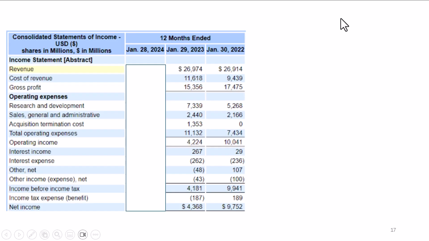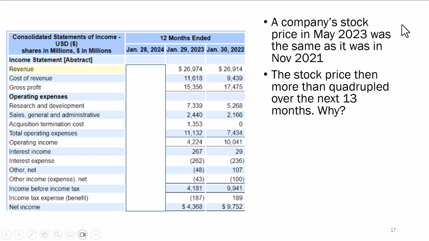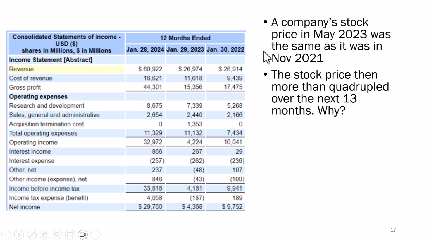So we're looking at a company's financial statements right here, and we see for 2022 and 2023 that this company has about $26 billion worth of revenue. Now, its stock price in May of 2023 was the same as it was in November of 2021. The stock price then more than quadrupled over the next 13 months. So we're trying to figure out maybe why that happened. Well, here is why that happened.